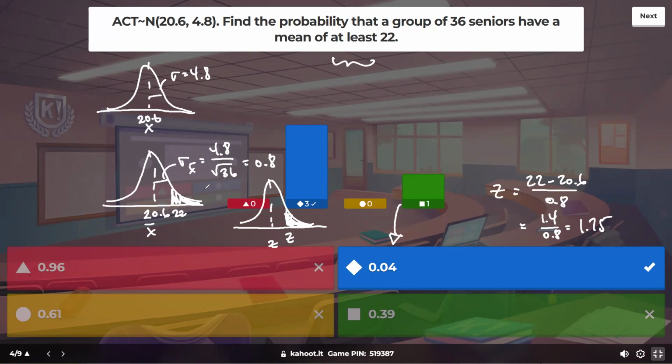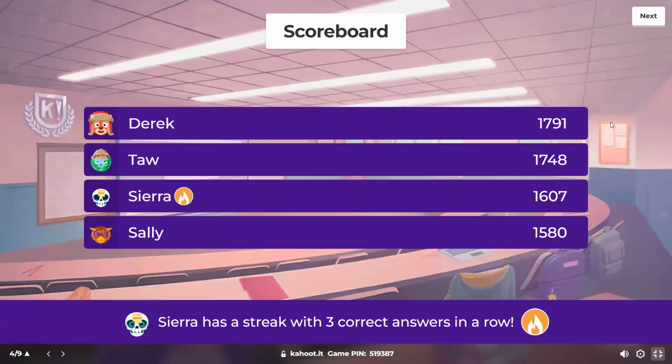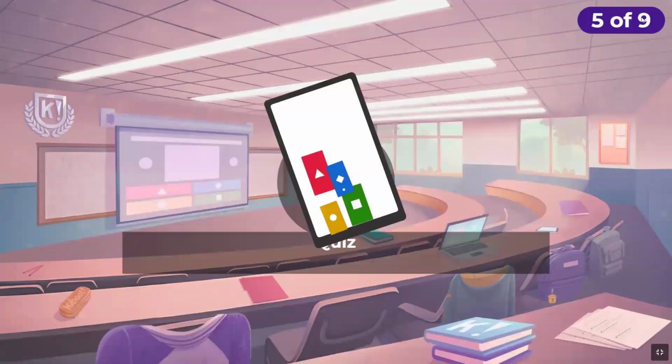Just taking a look at the tail as we drew it, do we know that it's not going to be red? Red is 0.96. Does that look like the size of that tail? Way too big, right? 0.61, I would say the same thing. It's got to be less than half. And this just doesn't look small enough. 0.39, 0.04 is the only reasonable guess. All righty.